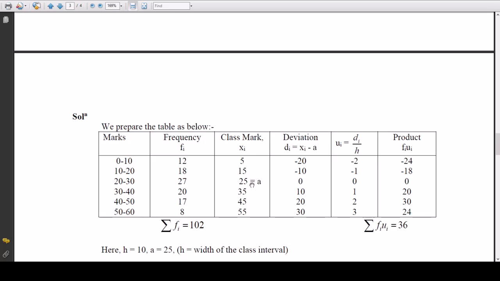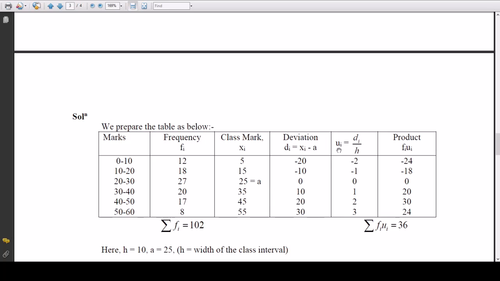Now, once you have taken A to be 25, then the deviation will be xi minus A. 5 minus 25 is minus 20. 15 minus 25 is minus 10, although the minus sign will be there. 25 minus 25 is 0. 35 minus 25 is 10. 45 minus 25 is 20. 55 minus 25 is 30.